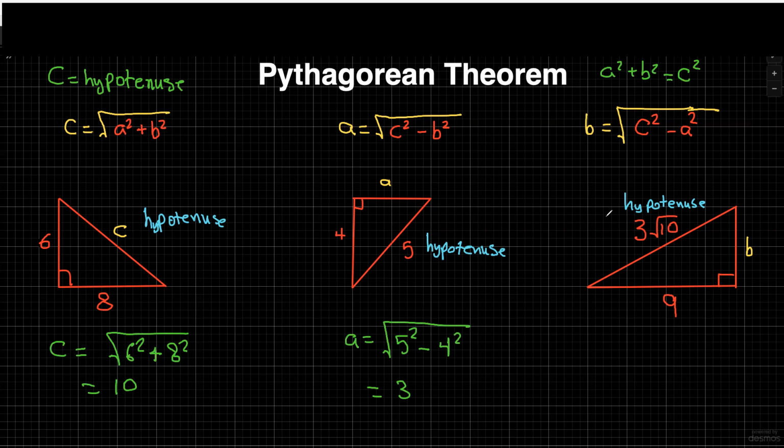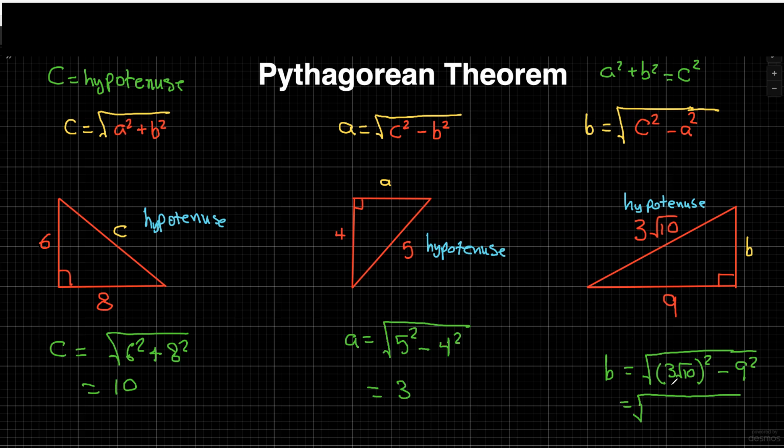Now here, again, you're given the hypotenuse, so it's going to be minus. So therefore, B would equal C squared, which is 3√10 squared minus the given side squared. Maybe we'll go through this a little by little because of the radical, or the mixed radical, in there.